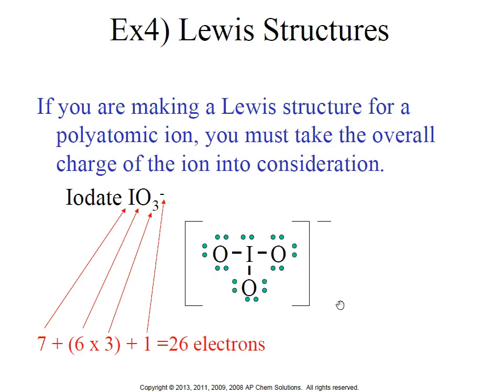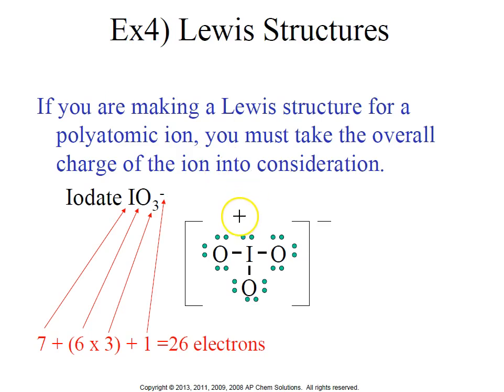If you're making a Lewis structure and something has a charge, such as a polyatomic ion, you're going to take the overall charge into consideration when you count your electrons. Okay, so on this one, when they were counting the valence, iodine has 7 valence, then each oxygen has 6, so 6 times 3, and then that -1 charge. -1 means you gained an electron, so they added 1 to the total. So for the total, they had 26 electrons.